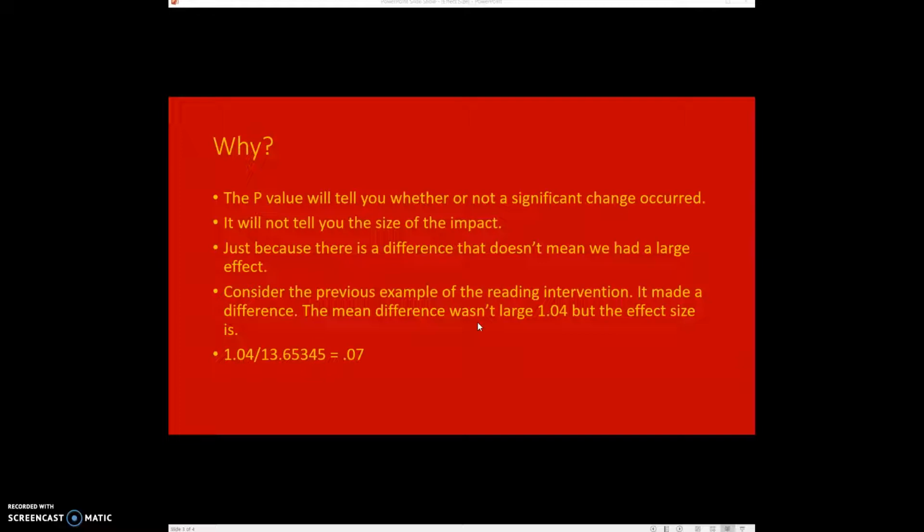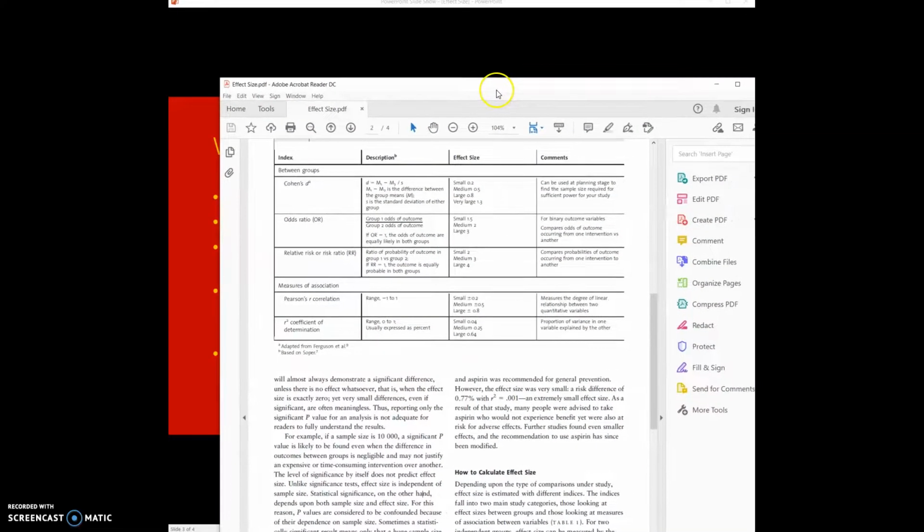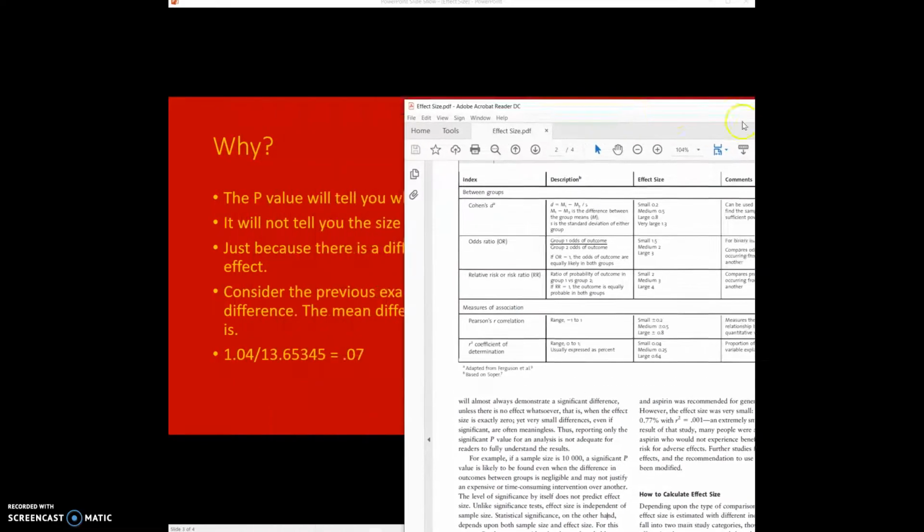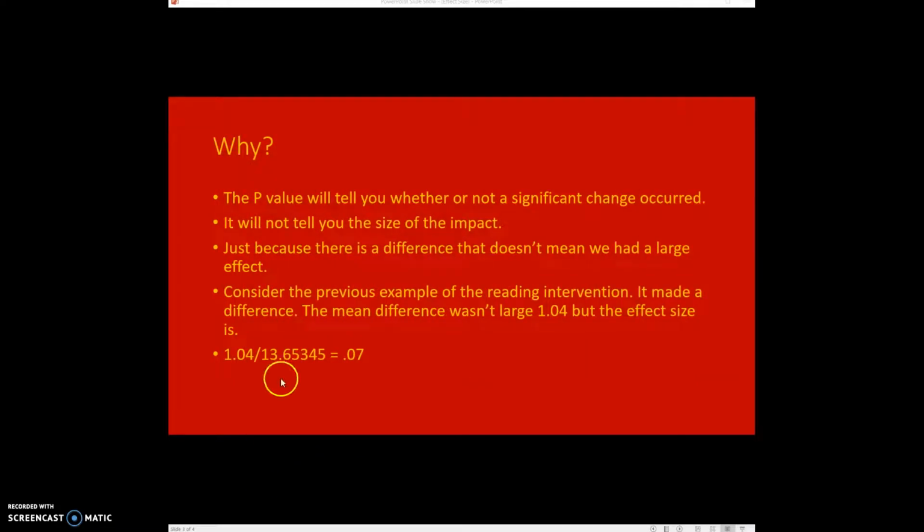So in the previous example that we used with the null hypothesis, we discovered it made a difference. Now I want you to go back and look, but the mean difference between the pre and the post wasn't large. It was only 1 point. But the effect size is. So the way that you calculate that, and this is in this article that's going to be posted along with this video, is you take the mean difference, which was 1.04.